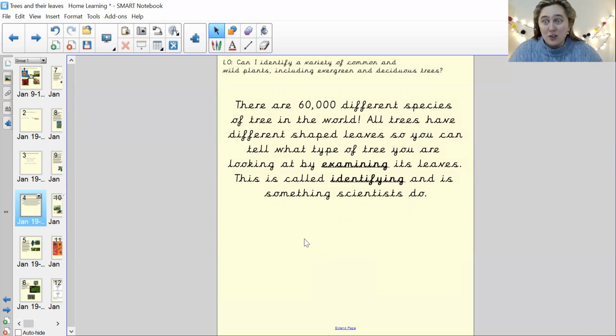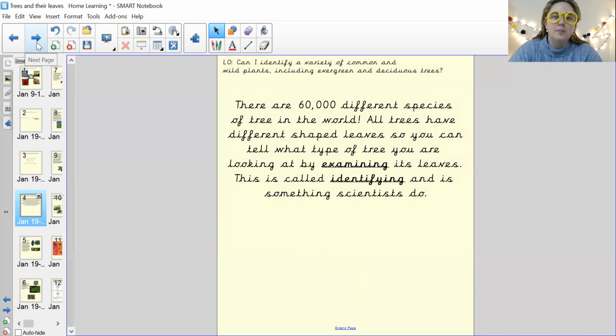Now, if we were in school, we could have gone and got a load of different types of leaves and looked at them with our examination eyes. So instead, I'm going to put my examination goggles on. And you, if you've got a magnifying glass at home, you might be able to go out and look at some leaves as well. But we're going to have a look on my slides now, okay?